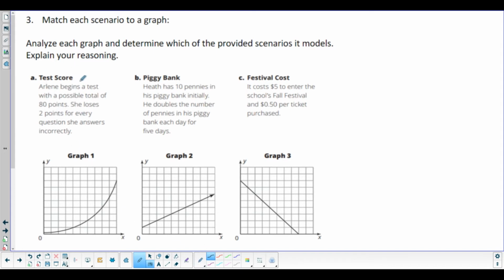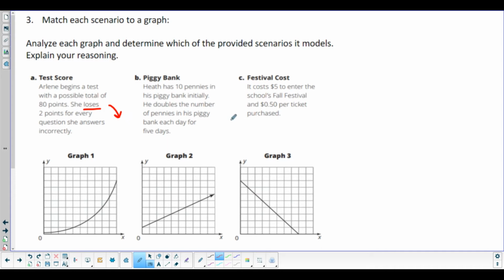The first one is called test score, and it says Arlene begins a test with a possible total of 80 points. She loses 2 points for every question she answers incorrectly. Okay, so when I'm looking through this, I'm going to look for some keywords that are going to tell me the direction of this graph, or potentially how this graph is going to behave. And the first thing that I notice is it says loses, right? And when I think about losing, I think about going down, right? If you lose a bunch of games, like if the Mariners lose the rest of their games for this season, they're going to go down in the standings. That was a knock on wood. Well, I hope they don't lose.